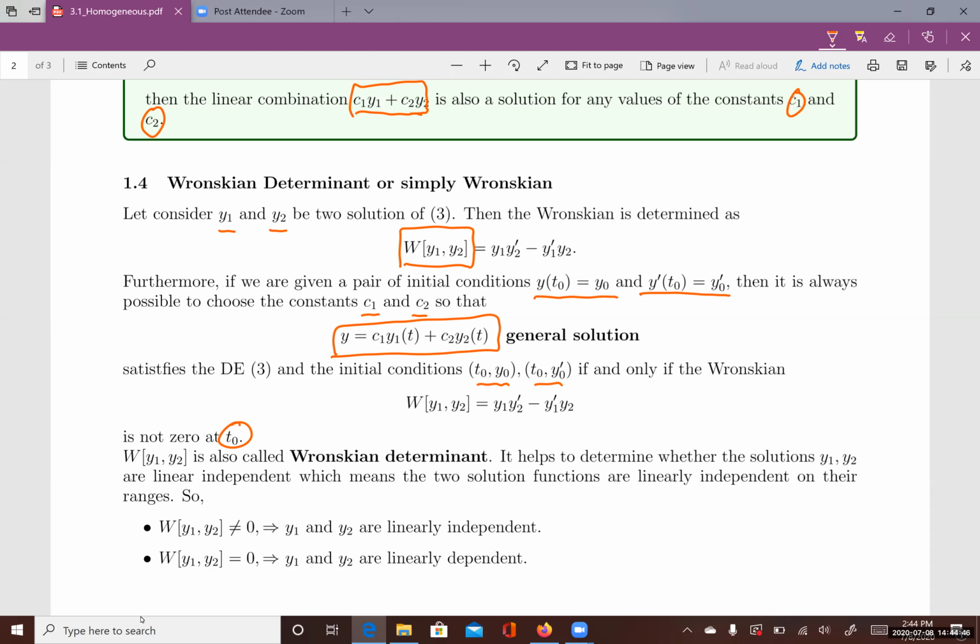Okay. Again, to summarize this, you have two functions y1 and y2, and then you have the two initial values y of t0 and y prime of t0. So for the differential equation, or the IVP, we have the solutions if and only if the Wronskian of y1 and y2 is not 0.